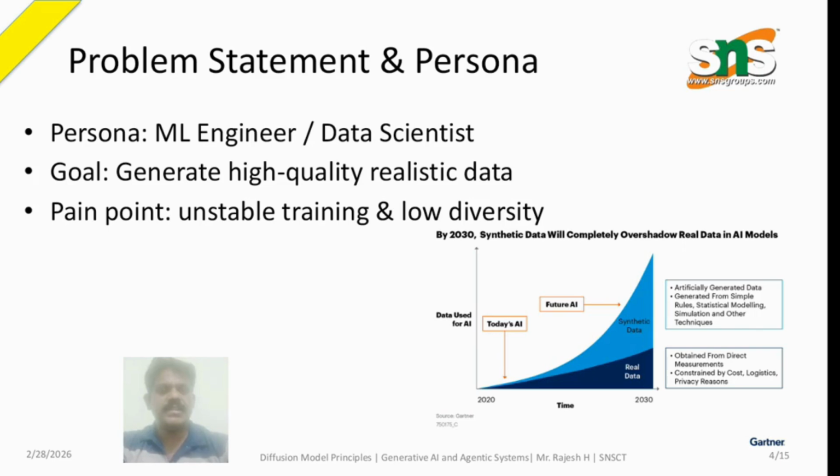So there is real data and synthetic data, which is completely generated by AI, and the real data which is being fed or trained by the human being. So here what makes the difference? The constraints, the logistics and the privacies. And when it comes to synthetic data, it is completely set up by statistical modeling and with various simulation and other techniques.